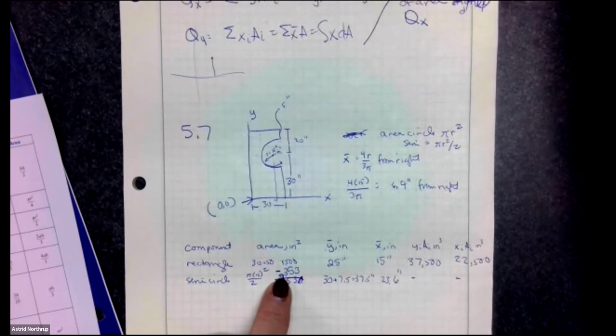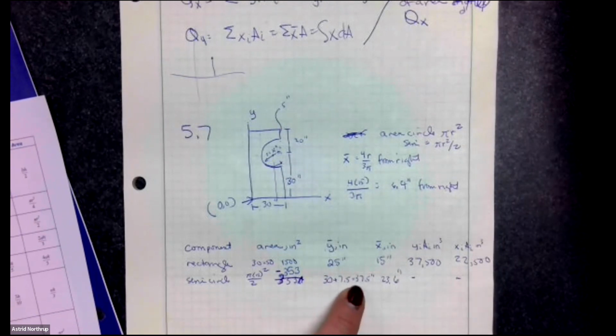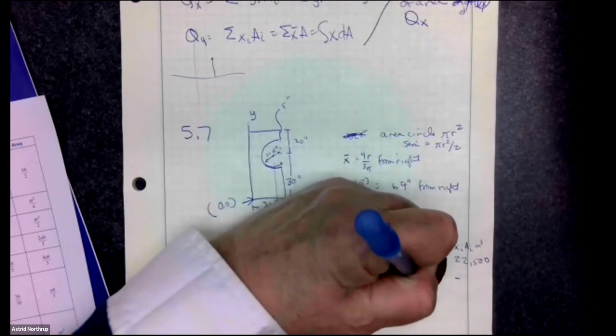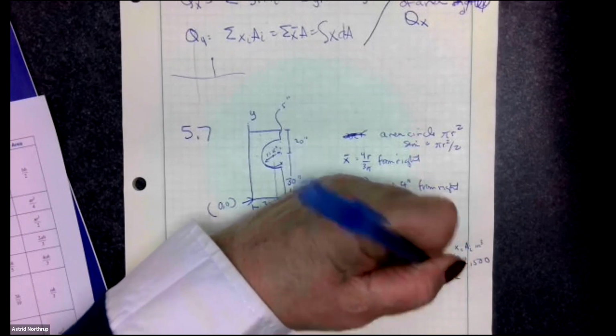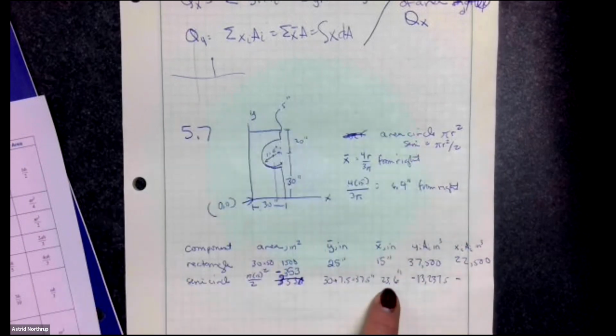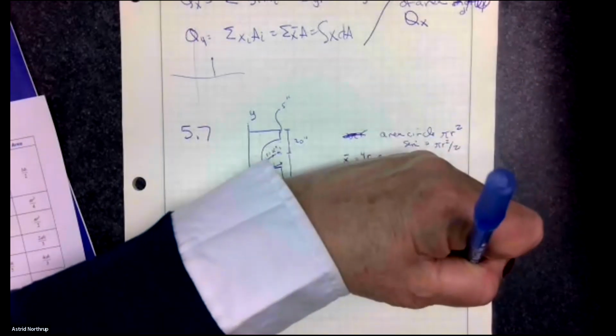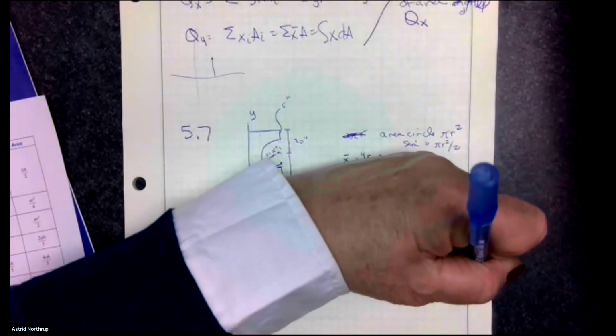So first we have 353 times 37.5. And that's a negative 13,237.5. And then X bar 23.6 times that area, which is a negative 353, is 8,330.8.